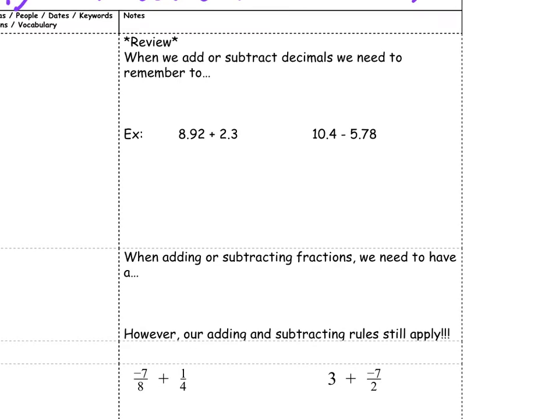When we add or subtract decimals, we need to remember to line up the decimals. So these are both simple problems. I'm actually going to change this one to a negative, okay? So make that change. And I'm going to change this one to a negative.